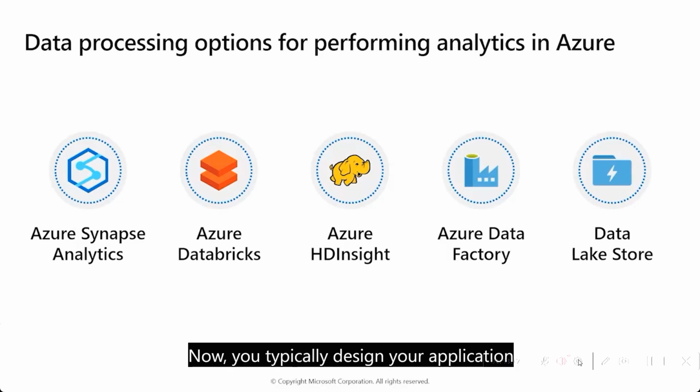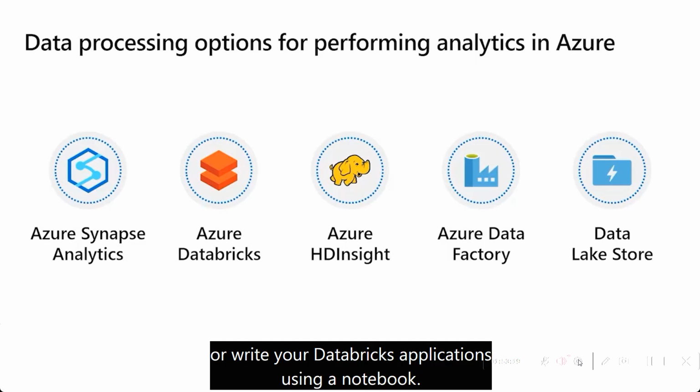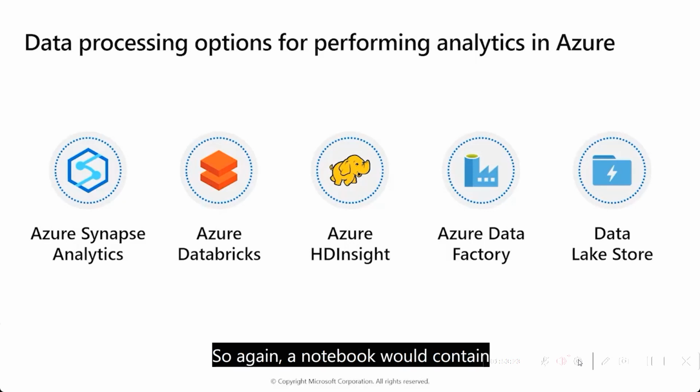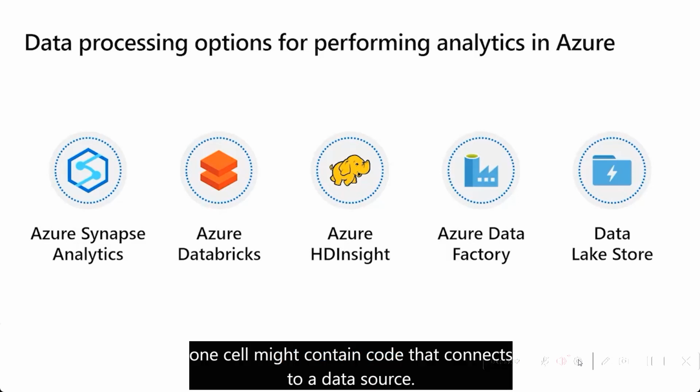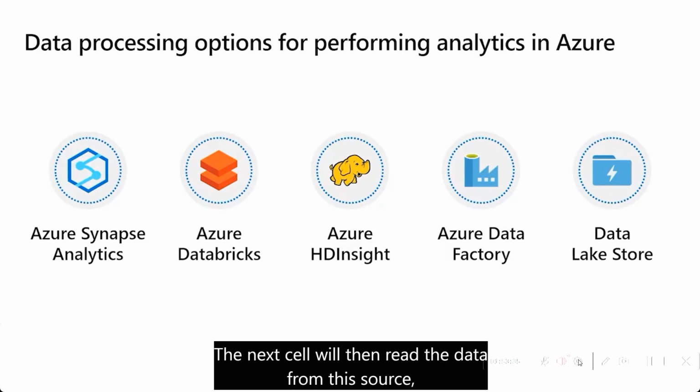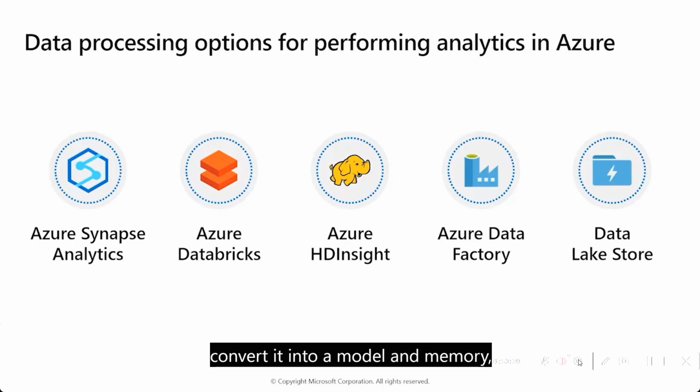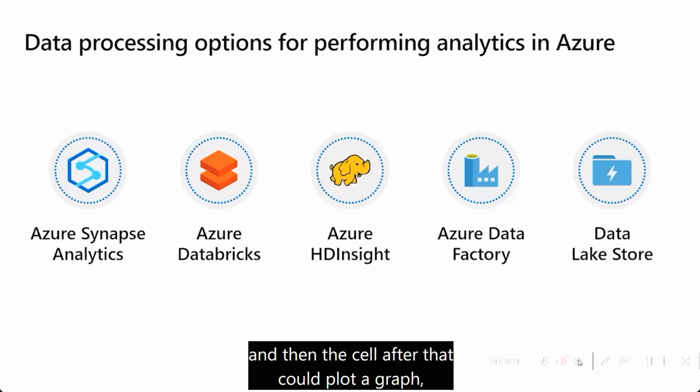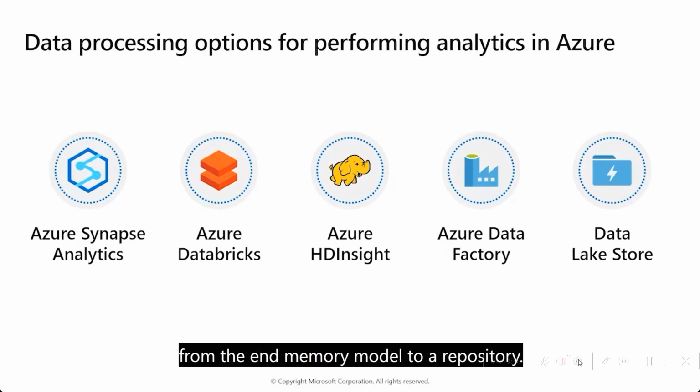Now, you typically write your Databricks applications using a notebook. Again, a notebook contains a series of cells. Each cell contains a block of code. For example, one cell might contain code that connects to a data source. The next cell will then read the data from the source, convert it into a model in memory, and then the cell after that could plot a graph. The final cell could then save the data from the in-memory model to a repository.